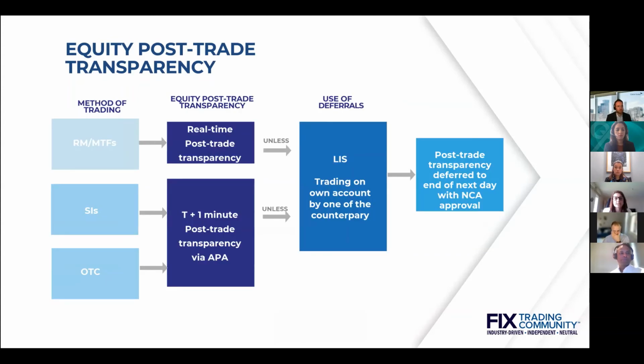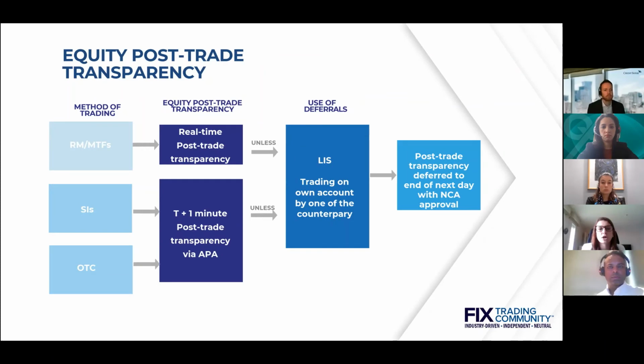Now if we look at what is happening from a post-trade transparency perspective, trading venues are obliged to publish the price, the volume, and time of the transaction executed on their trading venue as close to real time as is technically possible. For regulated markets and MTFs, this is going to be as close to real time as possible. For SI and OTC, the post-trade transparency will be T plus 1 minute, and the reporting will be done via an APA. National competent authorities may allow trading venues to defer the publication of a transaction, for example transactions that are large in scale compared with the normal market size.